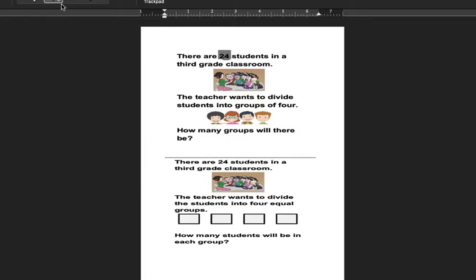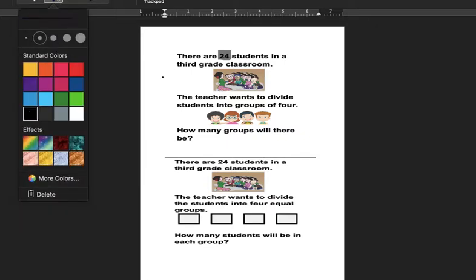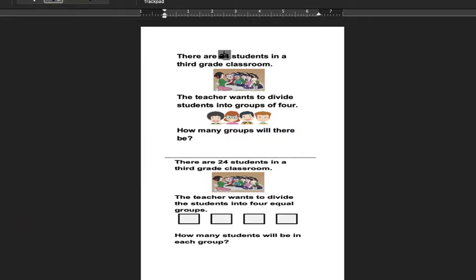Let me get it darker color. All right, cool. So this is another way that students can think about it. They can just look at it without any numbers. There are students in third grade classroom. So we know it's about students who are in third grade and that the teacher wants to divide the students into groups of something. So groups of something. Very, very important.